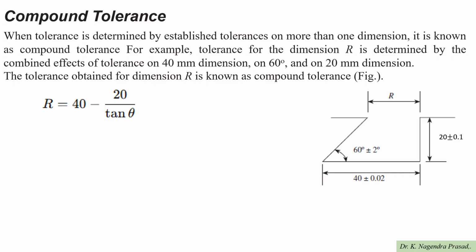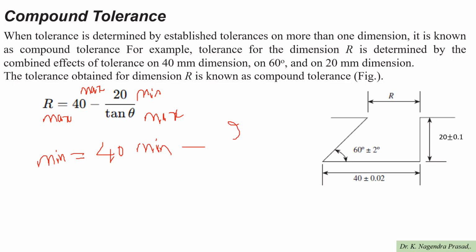So how we will get the R value here? So (40 minus 20) divided by tan theta. So R max, when it is maximum possible: 40 max minus 20 minimum divided by tan theta max. Similarly, when the minimum value is possible, so 40 minimum minus 20 max divided by tan theta minimum.